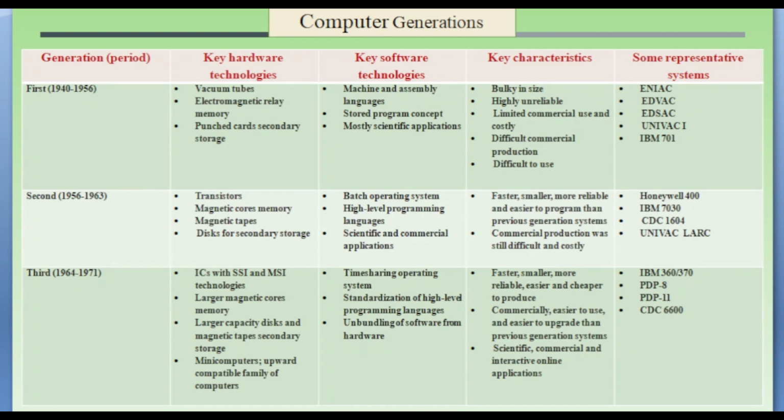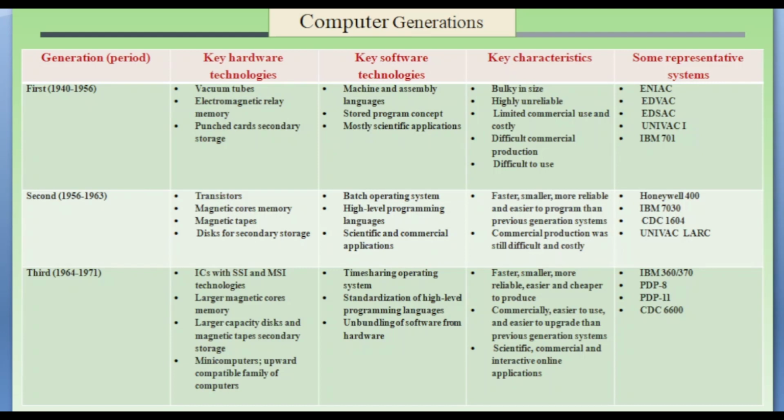If we see the comparison between different generations, the first generation of computer was based on vacuum tube technology, as I mentioned already, and spanned from 1940 to 56. Electromagnetic relay memory was used, and punch cards were used as secondary storage devices. Examples of first generation computers include UNIVAC, ENIAC, EDVAC, and the IBM 700 series.